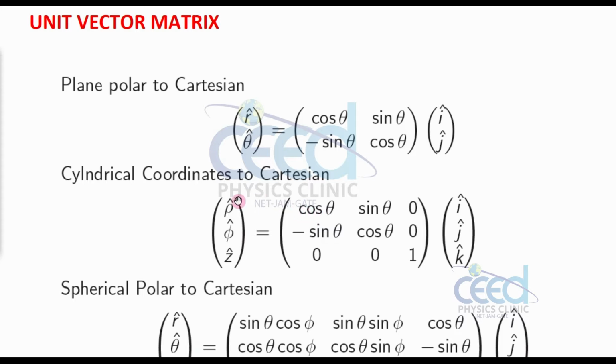Now let us see how to bring the expression for unit vectors in cylindrical coordinates. How can we represent the unit vectors in cylindrical coordinates in terms of Cartesian coordinate unit vectors? This is the expression. Now let us go to the derivation, so let us go to the blackboard here.